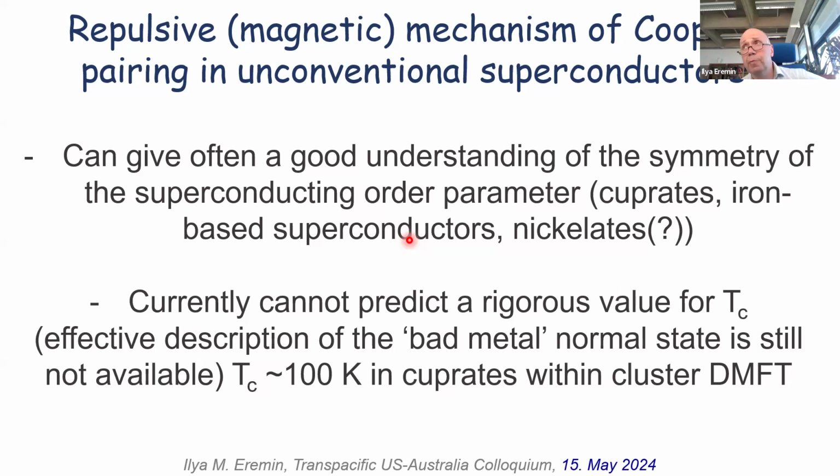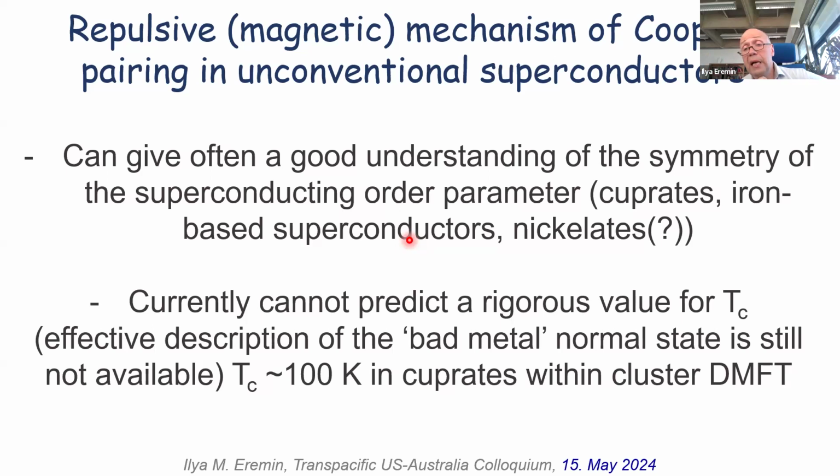Also, this theory nicely explains many other systems, but fails for some others. There are notable examples where this theory, for some reason, does not work, and this is where people are puzzled. And the theory cannot predict the rigorous value of Tc, because we don't have an effective description of the bad metal normal state in most cases.